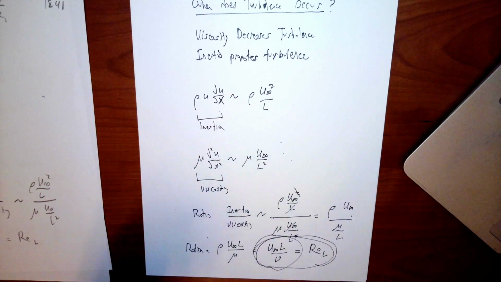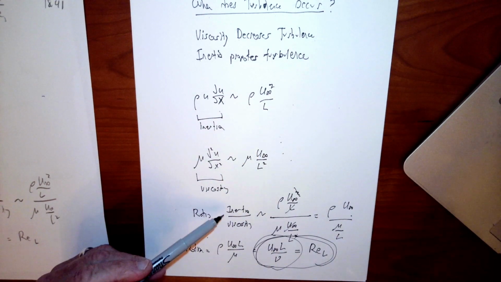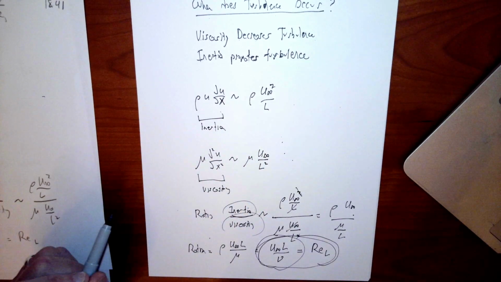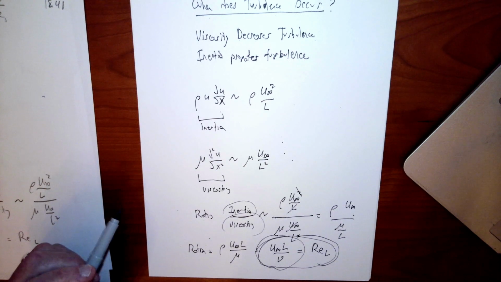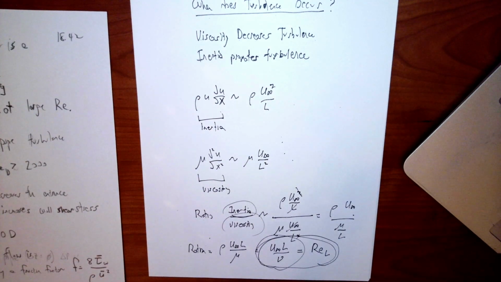So one of the reasons the Reynolds number is so important in fluid mechanics is that it is a direct measurement of the ratio of inertial forces to viscous forces in the flow. And the Reynolds number, therefore, is going to determine whether or not a flow becomes turbulent.